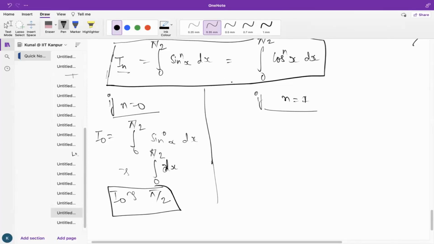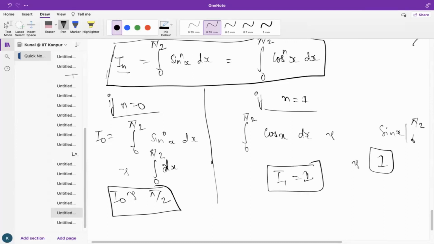And when we put the value n is equal to 1, you can put it in anywhere. So let's write here the integral from 0 to pi by 2, and this time let's put in cos n x. So what we get? Cos x dx, and we know that its integration is sin x from 0 to pi by 2. So we will get the value 1. Right, so I_1 is 1.